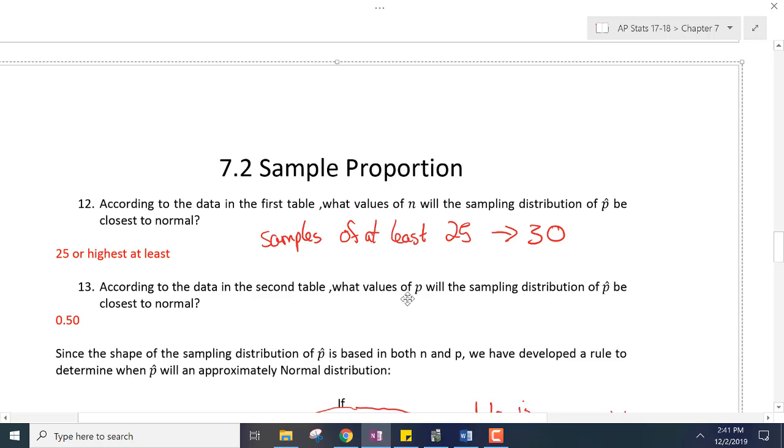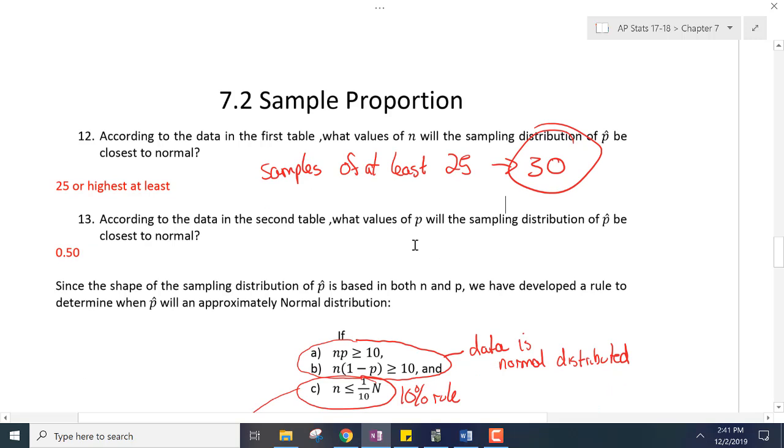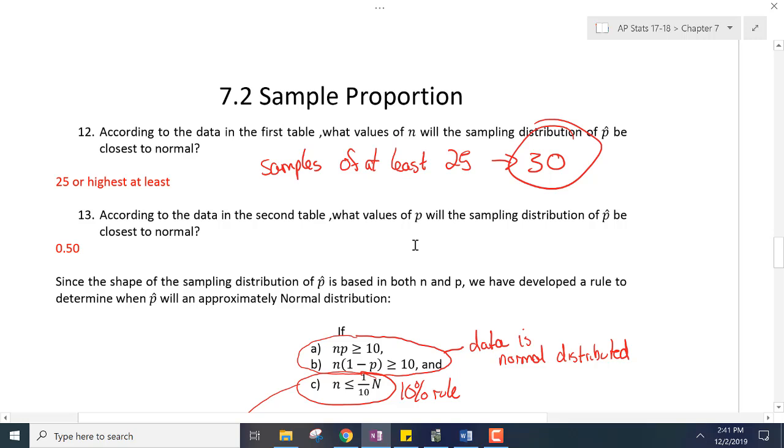Let's go here. According to the data in the first table, what values of n will the sampling distribution of p-hat be closest to normal? We want 25 or highest at least. So 30 is usually our magic number. That's what we use when we do these problems. According to the data in the second table, what values of p will the sampling distribution of p-hat be closest to normal? Well, that means our p has to be in the middle. So p has to be 0.5.